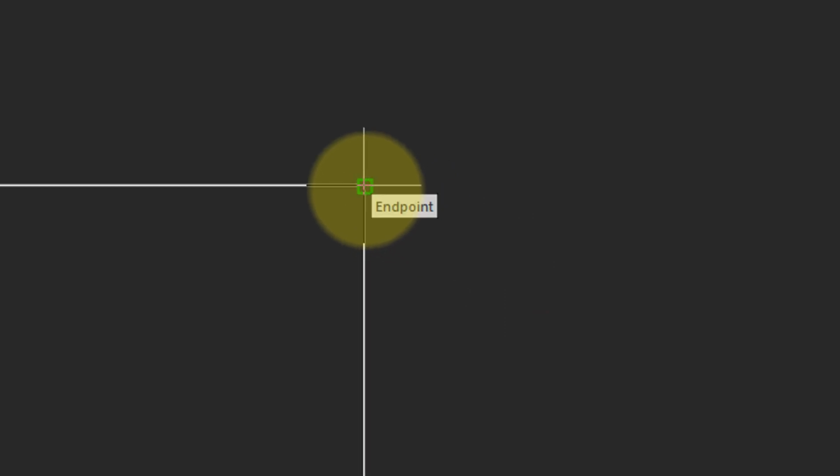And then I move my cursor over here, and you can see that Object Snap found the endpoint of this line. And I'll draw over here, and Object Snap found the endpoint of the other line.